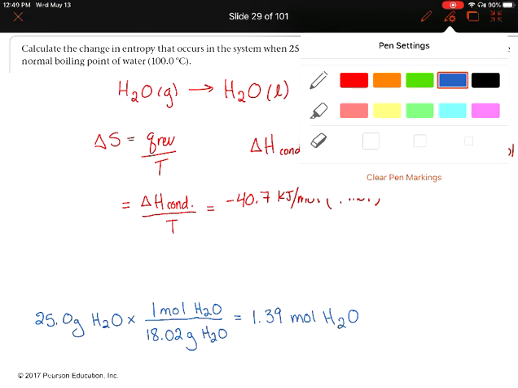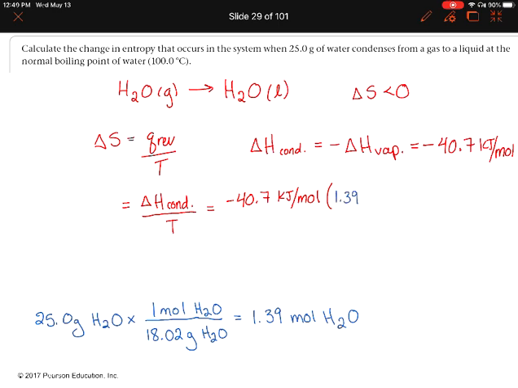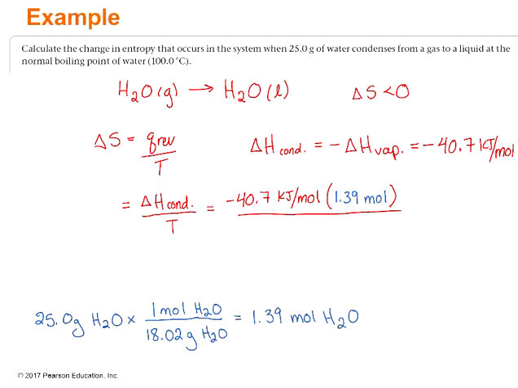Okay, so let's plug that in to our equation. And I'll keep the same color there so you can see where we got that value. And then the temperature is in Celsius, but we want it to be in Kelvin. That's just standard for entropy. So in the denominator, let's add 273.15 to get our value for Kelvin. Okay, so let's simplify this. So we have 40.7 kilojoules per mole times 1.39 moles all over 373.15 Kelvin.